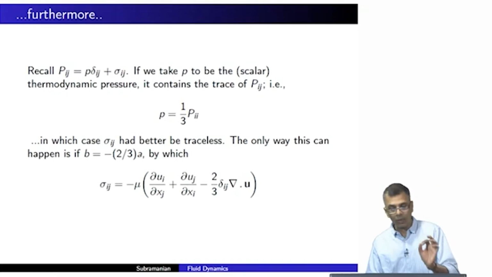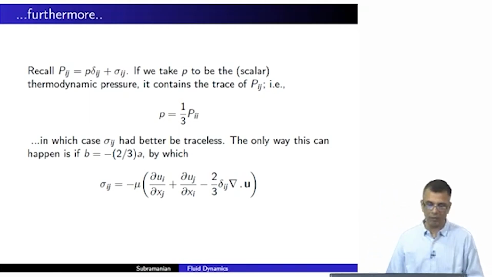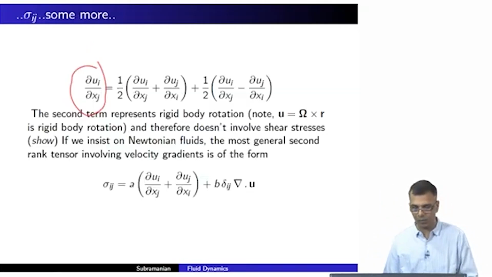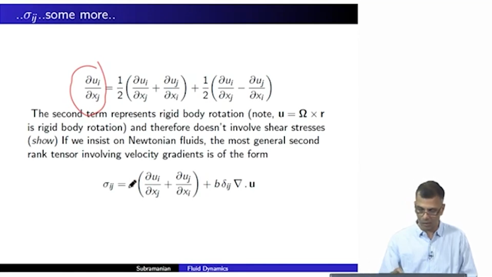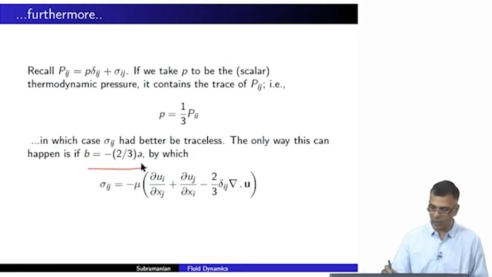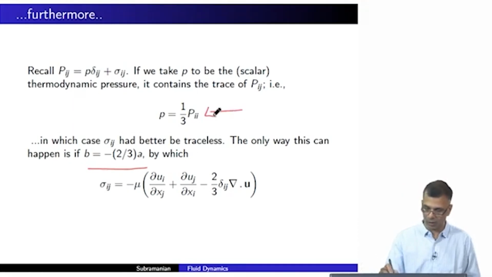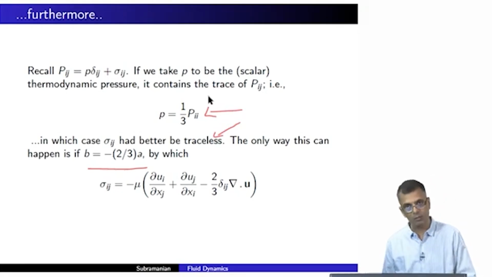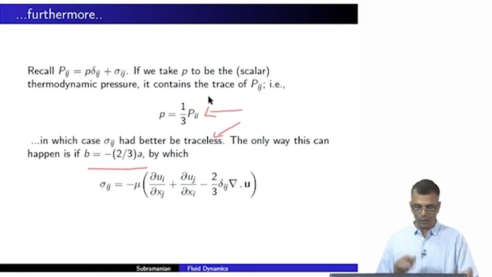And the only way this can happen is if the relation between this A and B that we wrote down here is of the form B equals minus 2/3 A. That's the only way this and this statement can simultaneously be true. In which case, the sigma ij looks like this.